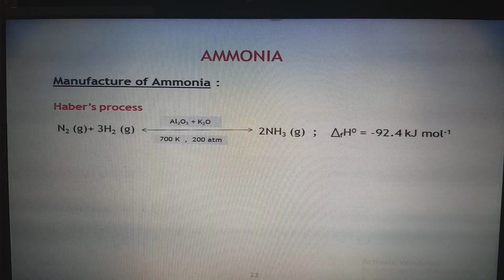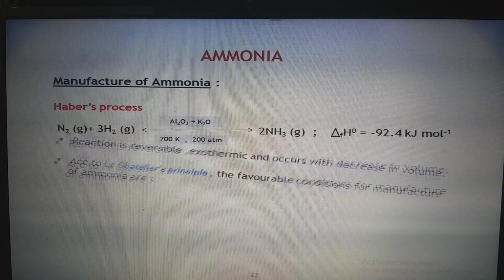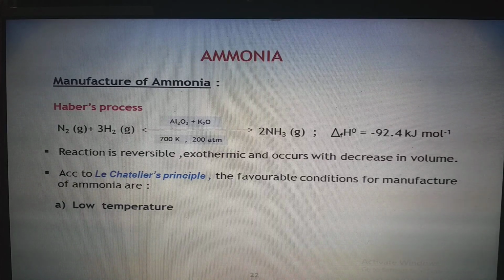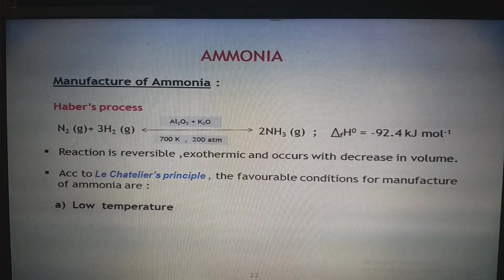By looking at the reaction, we can understand that the reaction is reversible, exothermic, and occurs with a decrease in volume. According to Le Chatelier's principle, the favorable conditions for manufacture of ammonia are low temperature. As the reaction is exothermic, decreasing the temperature will lead the reaction to form more ammonia and liberate more heat. But there is a problem.